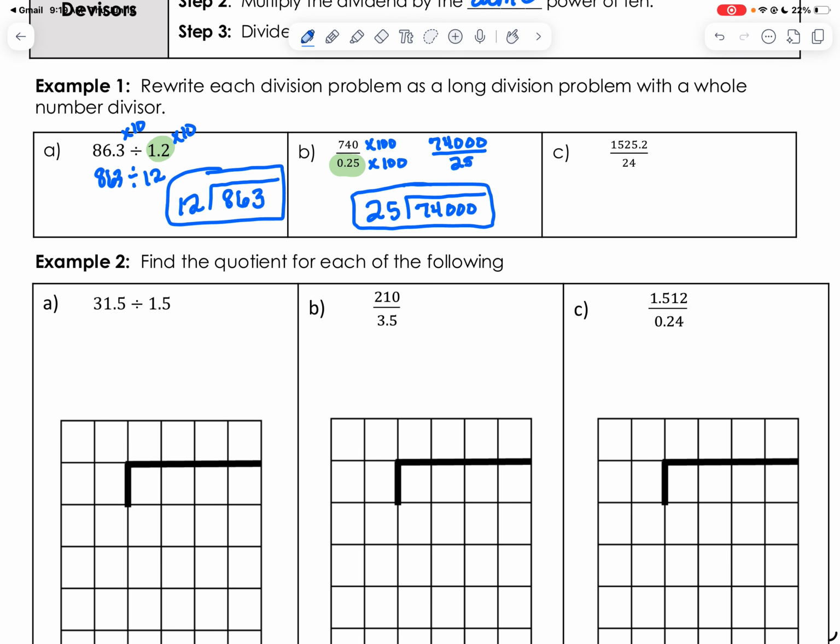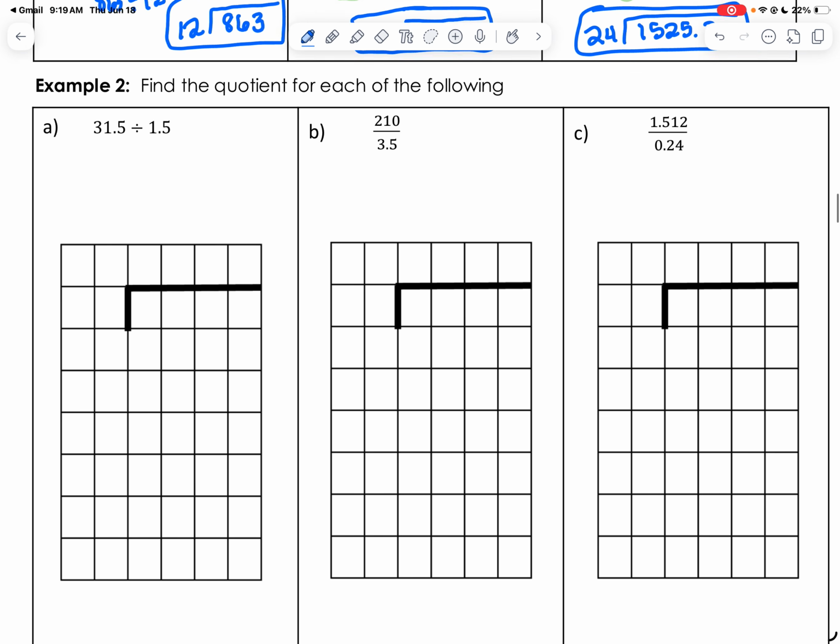Now, in problem C, our divisor is 24. It's already a whole number, so I don't have to multiply by anything in this problem. I'll simply write it as 24 going into 1,525 and 2/10. All right, example 2.